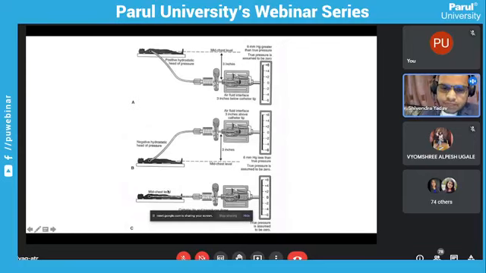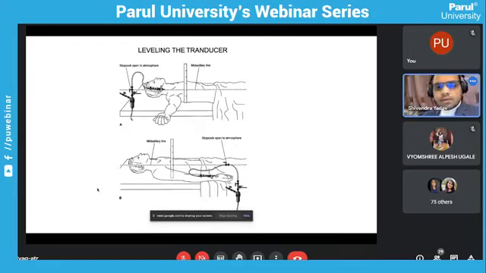So you should always place your transducer at the mid chest level of any patient to get an accurate reading, and make sure that your reading is balanced, or you can say zeroed, before we record any pressure measurement. Okay, now we move on to the next slide.